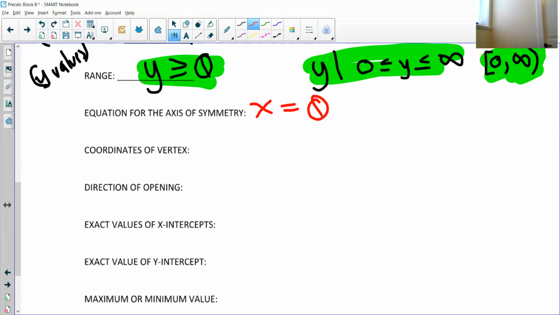One second. Somehow got unplugged and my battery is low.